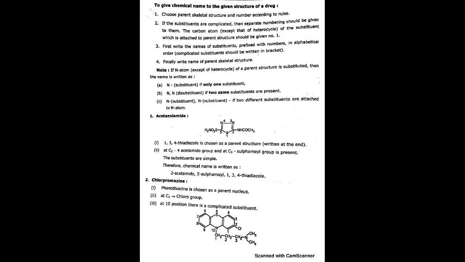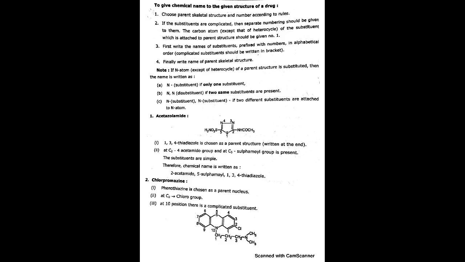Therefore, the chemical name is written as 2-acetamido-5-sulfamoyl, and then the parent structure, that is 1,3,4-thiadiazole. So this is the basic numbering of any chemical name if you want to give it to any structure of a drug. Similarly, we have chlorpromazine.